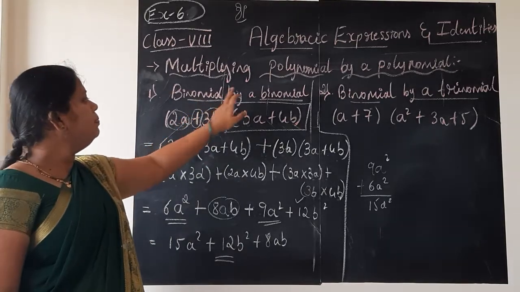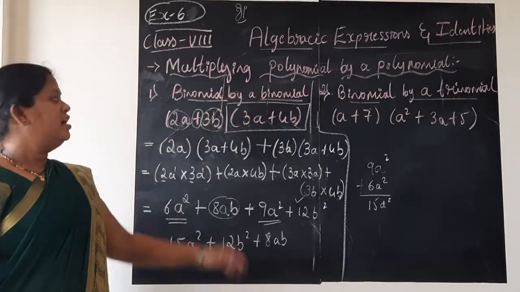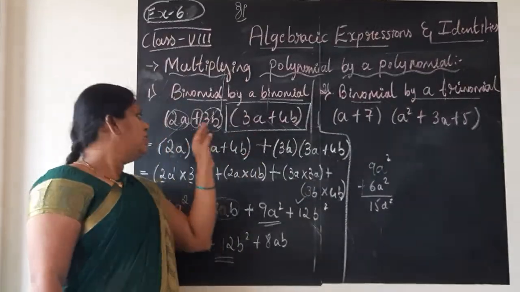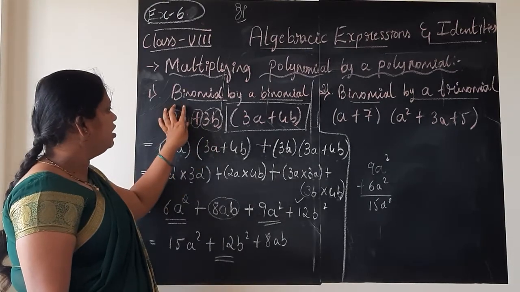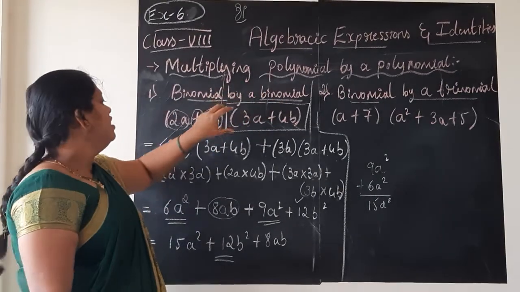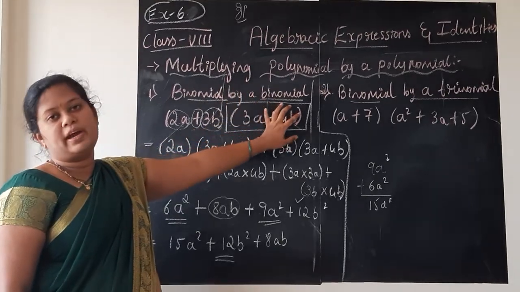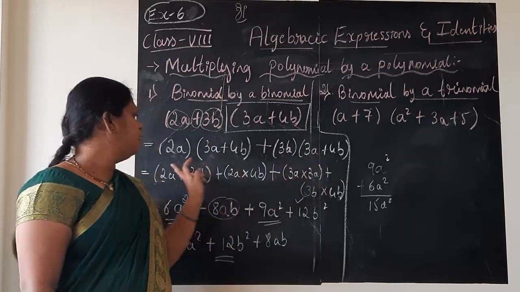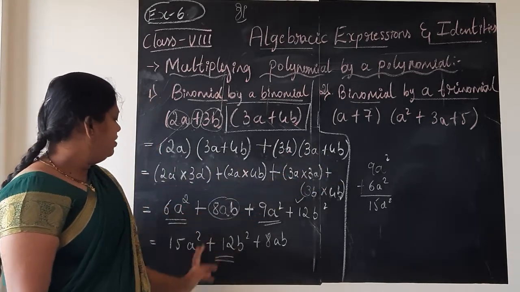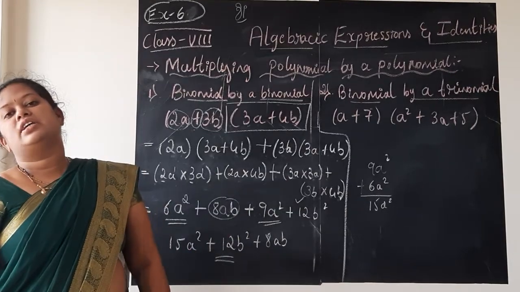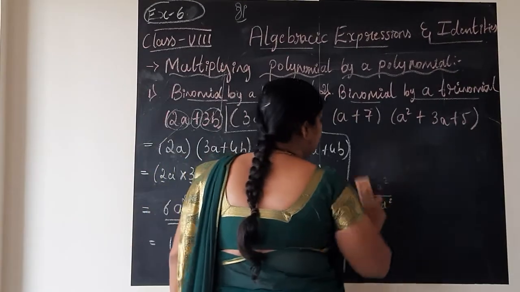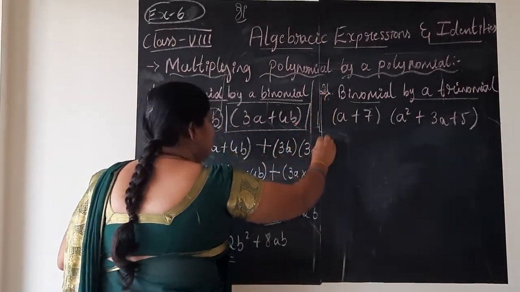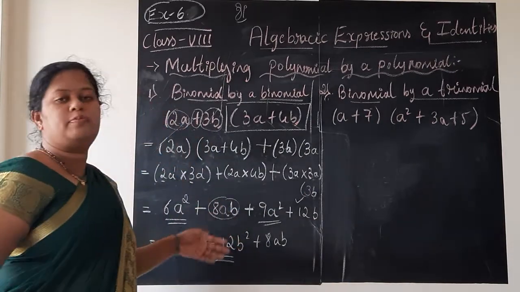So this is about multiplying binomial by a binomial. When you have to multiply binomial by a binomial, two terms will be there. The first term of the first binomial into the whole second binomial, and the second term of the first binomial into the whole bracket. When you do, you get the steps of multiplying monomial by a monomial and monomial by a binomial. Multiply, simplify and keep the answer in the decreasing order of the powers. So this is about multiplying binomial by a binomial, children. So this was the example problem.